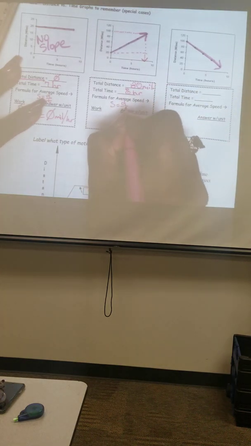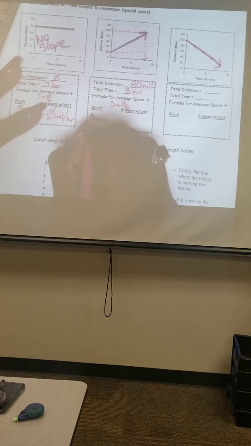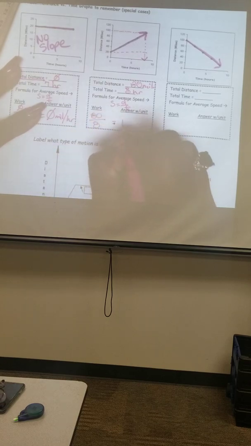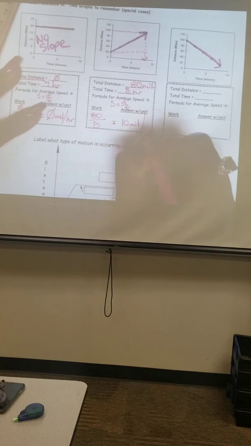Speed equals d over t. You called it 8, so we're going to call it 8. 80 divided by 8 equals 10 miles per hour.